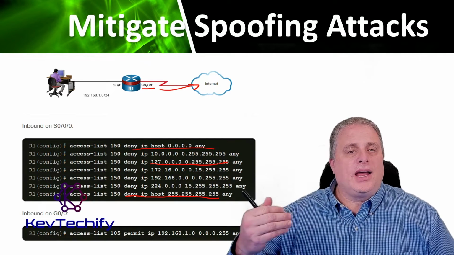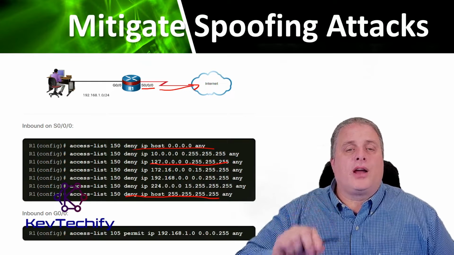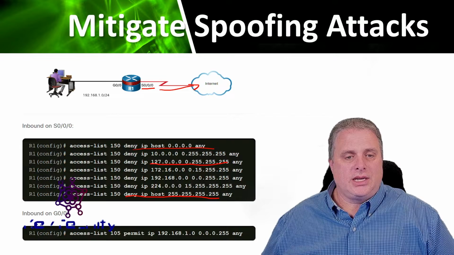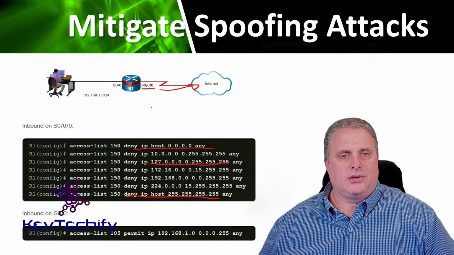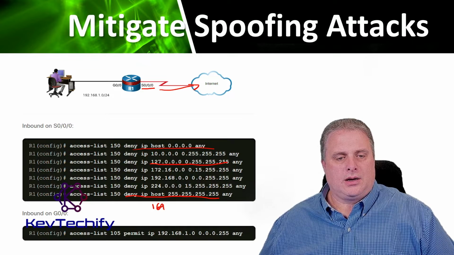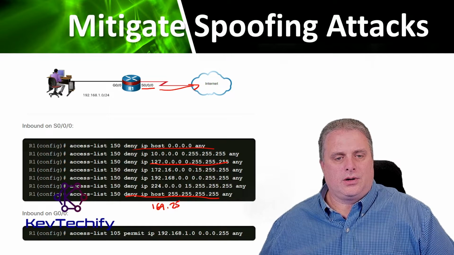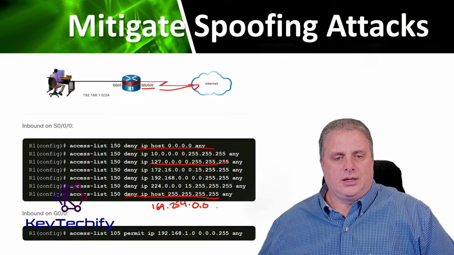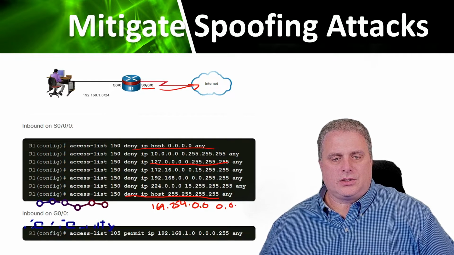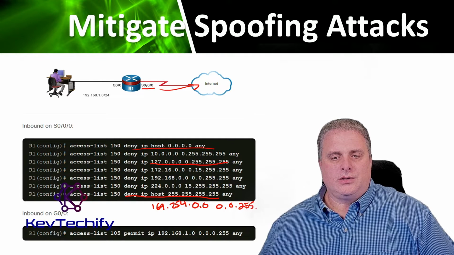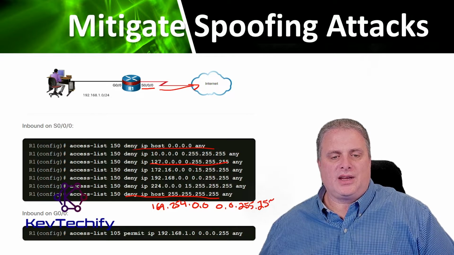Also, we want to deny any APIPA, the automatic private IP addressing addresses. That is the 169.254.0.0 address, and the wildcard mask would be 0.0.255.255. So you shouldn't let any traffic in from there.